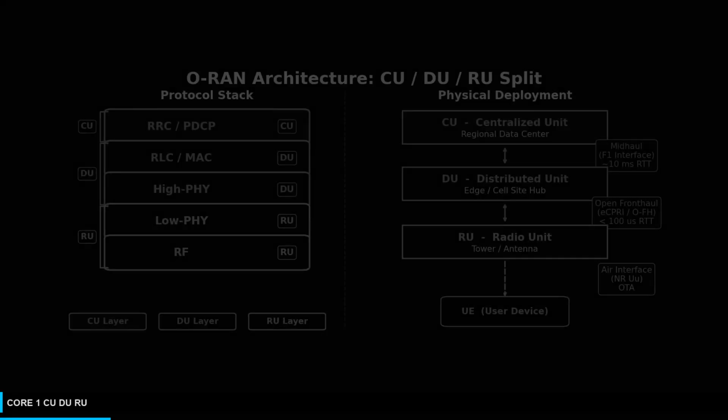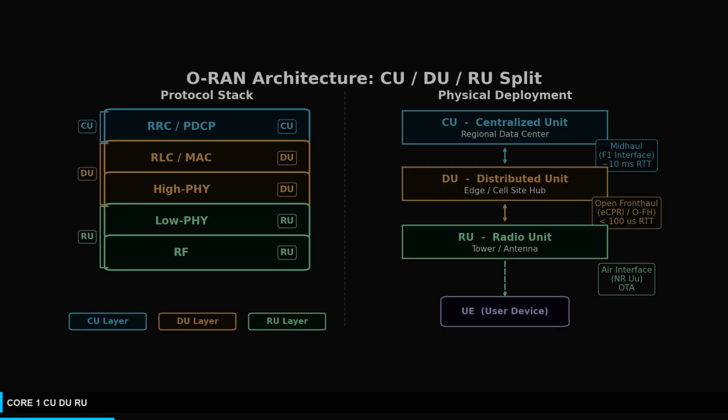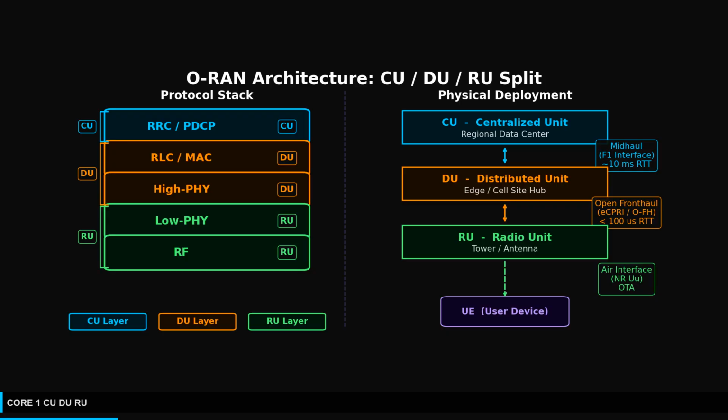First, the three logical nodes: the CU, the DU, and the RU. The CU, the centralized unit, handles the higher layers. Think RRC and PDCP. This is the non-real-time stuff. Connection management, security, and the parts of the protocol stack that tolerate latency in the tens of milliseconds. Because it's not time-critical, the CU can live in a regional data center, far from the antenna.